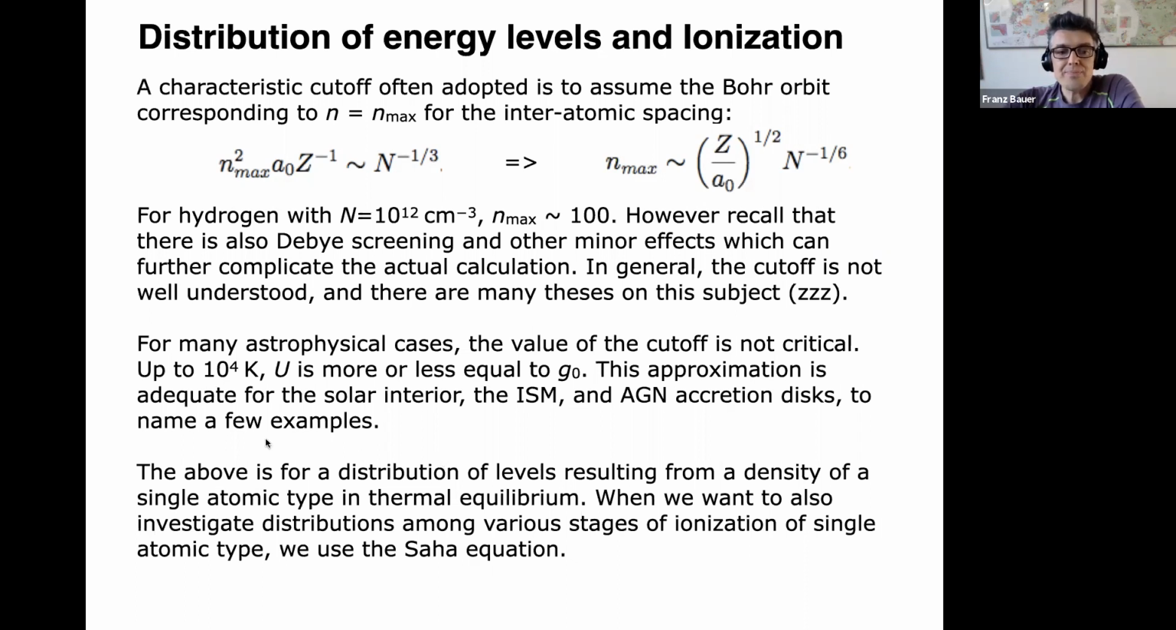Okay, so this is, of course, assuming that the distribution of levels results from a density of a single atomic type in thermodynamic equilibrium. And of course, the universe is not that simple. And so obviously we would want to investigate distributions with various stages of ionization of a single atomic type or multiple atomic types. And so we have to investigate that using something called the Saha equation, which we'll come to in a second. Are there any questions on this, anything I've touched on so far?